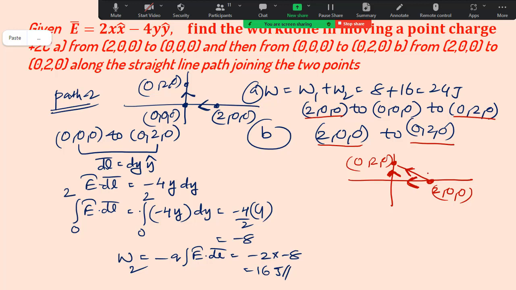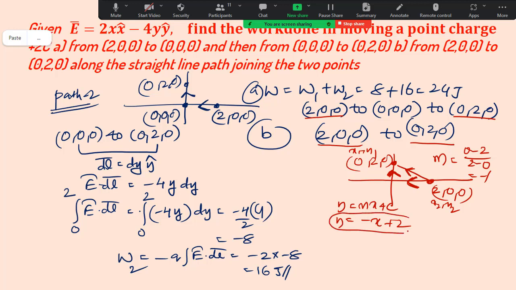So the straight line equation is required now. Two points are there, anyhow the z coordinate is 0, so take them as x1, y1 and x2, y2. Calculate the line equation. First you calculate the slope, which is equal to (y2 minus y1) by (x2 minus x1). So (0 minus 2) by (2 minus 0), that is slope is minus 1. So the line equation can be given like this: y is equal to mx plus c, so it is equal to the m value we got, minus 1, so minus x. Whenever x is 0, the y coordinate is 2, so y is equal to minus x plus 2. This is the line equation.